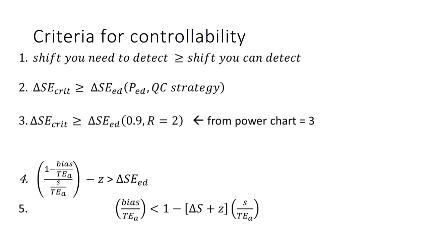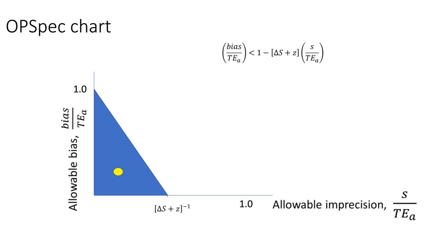As you can see, this is a straight line with a y-intercept, or vertical intercept, of 1 and a slope of minus delta s plus z. So this is nice. This is exactly the line that we saw associated with a QC line on the OPSpec chart. This line defines the controllable region for this particular QC rule. So the big picture is that QC rules define a controllable region in the operating plane. A QC rule can control a process operating at a particular operating point if the operating point is in the controllable region. And now we've seen how to find that line.